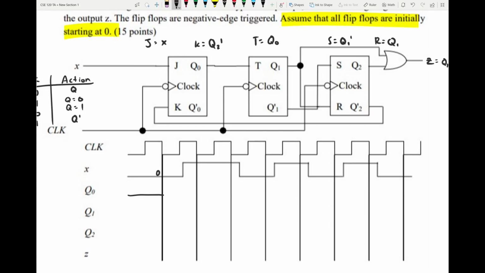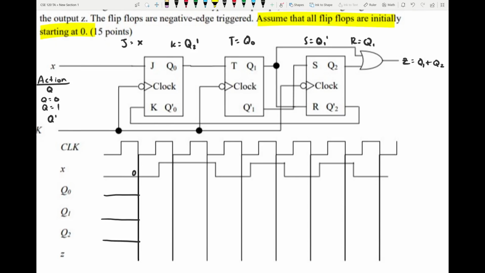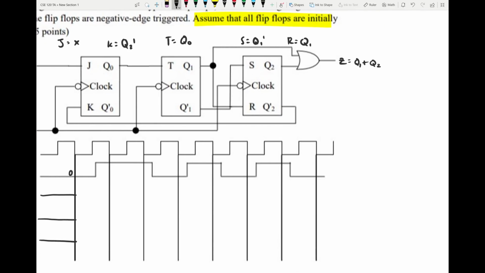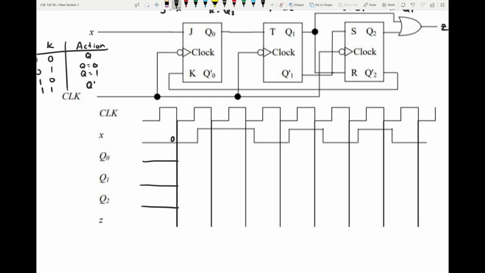So everything is starting at a 0. Now, let's think about Z also. If Q1 and Q2 are 0s, then Z is also going to be 0. So we can 0 that one out there. Alright.